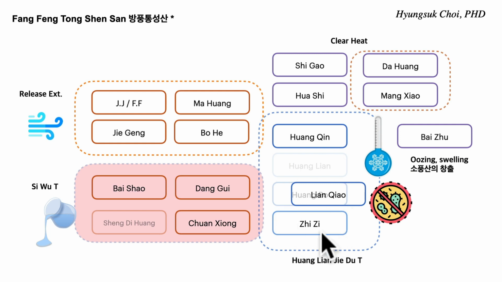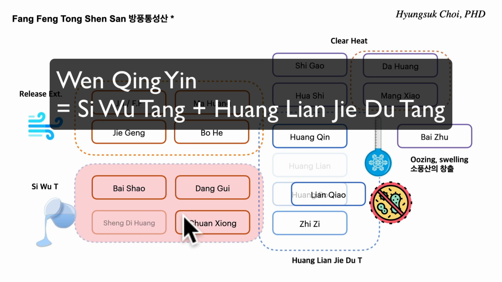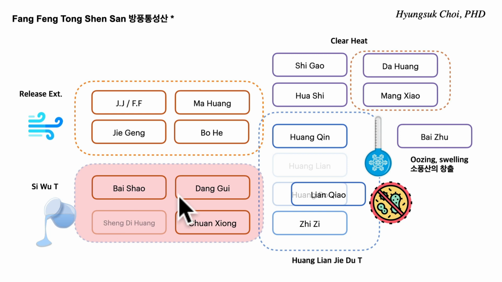So this is Huanglian Jiedu Tang and this is Si Wu Tang. A little bit different. Shengdi Huang is removed and Huangqin is removed, and instead of Huang Bai, Lian Qiao is added. So we can say this is just modified Huanglian Jiedu Tang, and this is a small tweak from Si Wu Tang. When you combine Si Wu Tang and Huanglian Jiedu Tang, it becomes Wen Qing Yin, a commonly used formula for skin disease with severe heat. So nourishing yin is a common strategy of quenching the fire.